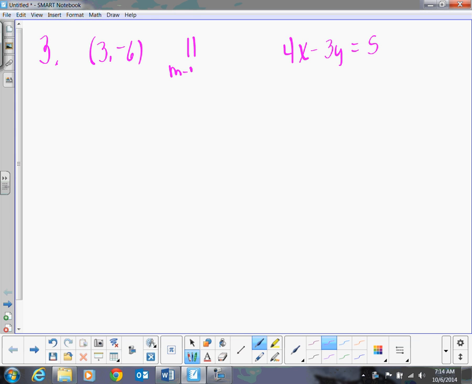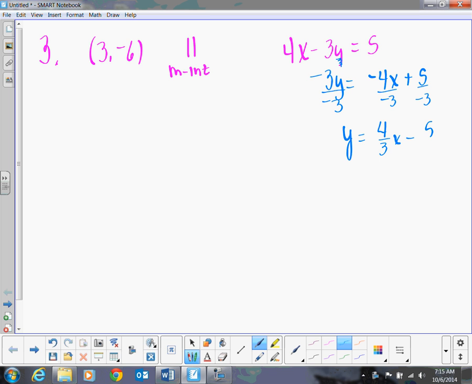We want slope-intercept form. What do you do with this equation? You have to solve for y. So we're going to subtract 4x, and then what are we going to do? Divide by -3. So we've got y equals positive 4/3 x minus 5/3.